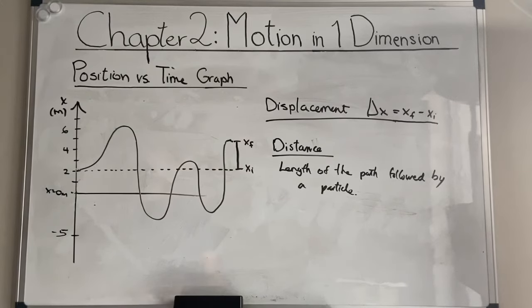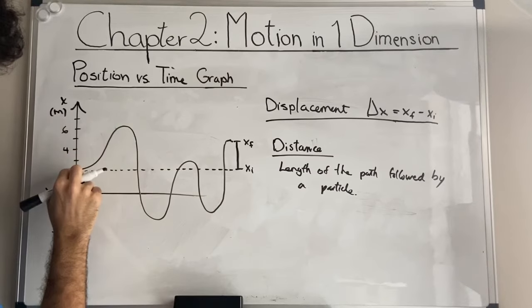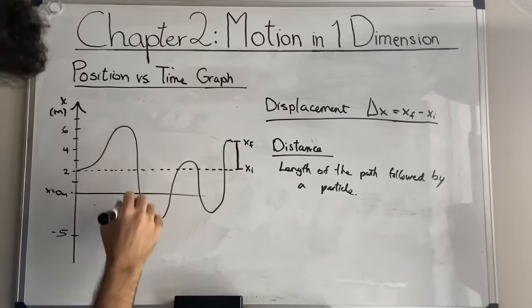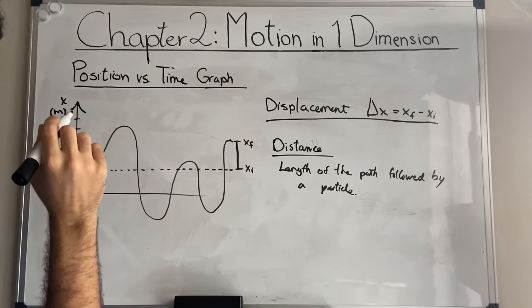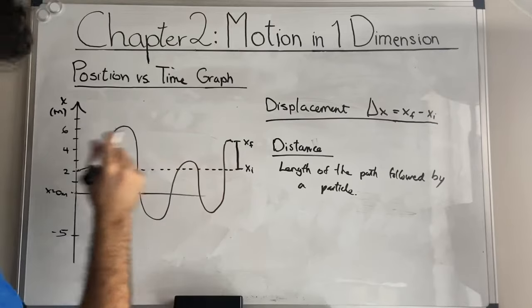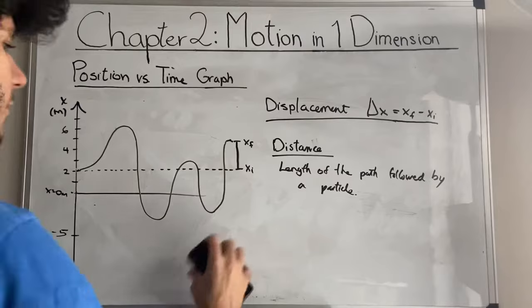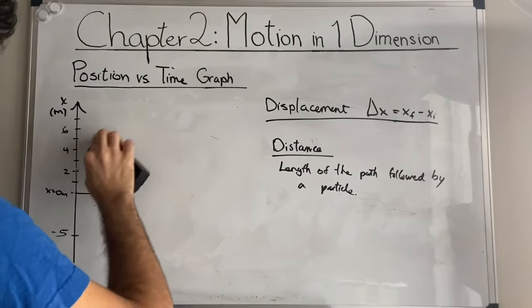In that sense, displacement is very different from distance. Distance would consider just the length of the path followed by the particle, meaning considering all of the ups and downs. The displacement only cares about the final position with regards to the initial position, right? Let me give you a good example where distance and displacement are clearly shown to be different.